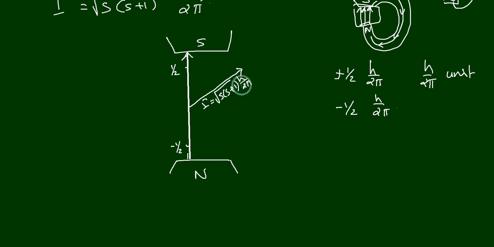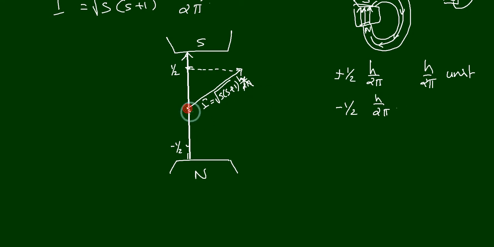So I can just remove h by 2 pi from here, because this spin angular momentum is also drawn in h by 2 pi units. So this length is root of s into s plus 1 units. One unit is h by 2 pi. When you take the component of this one in the z direction, which means the direction of the line of force of the magnetic field, that component is half unit, meaning it is half h by 2 pi.